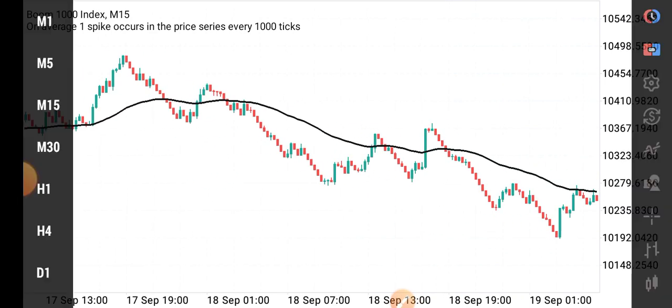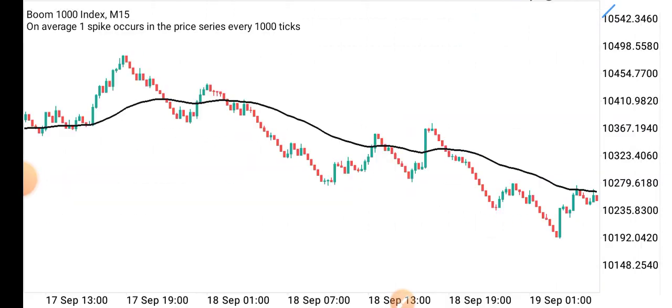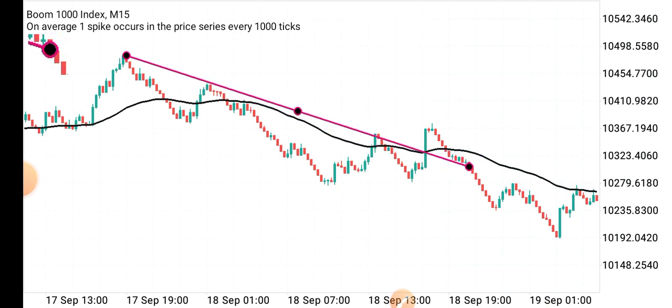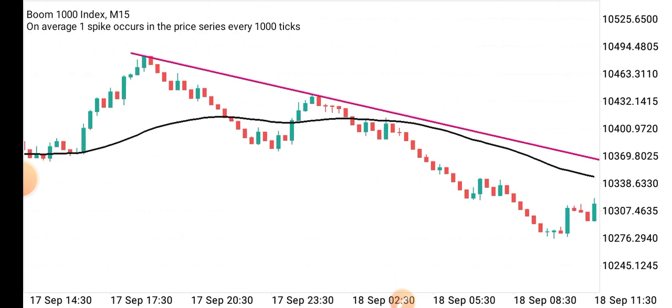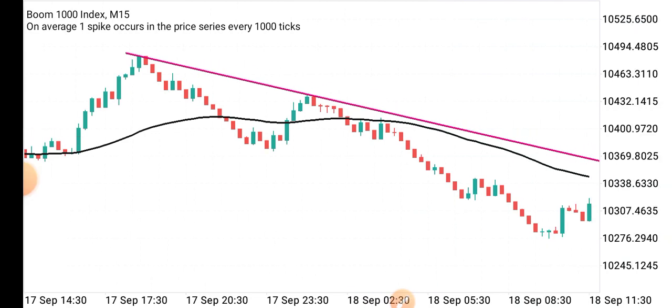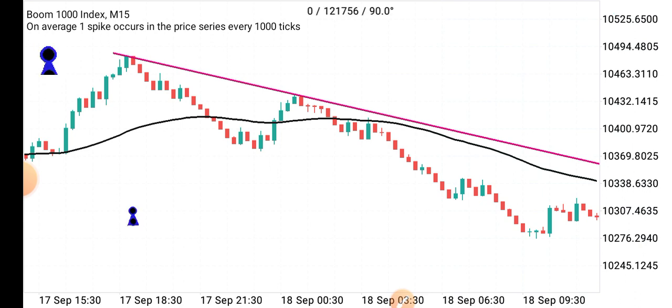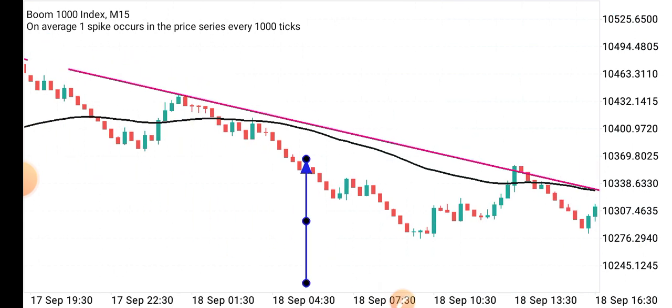Like now, I can decide to draw another trend line here. See, now that's a trend line, guys. You see, it touched here, and it started. You see, then we'll wait for the third touch.